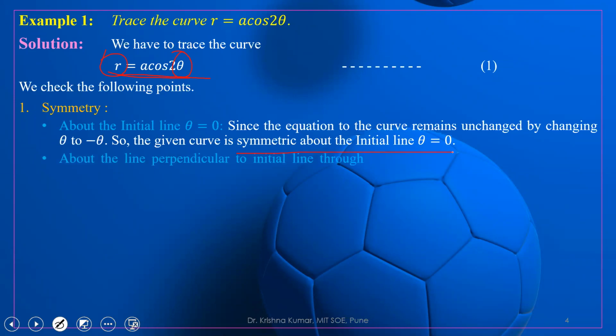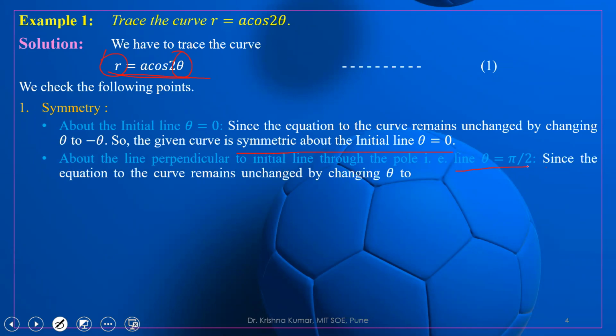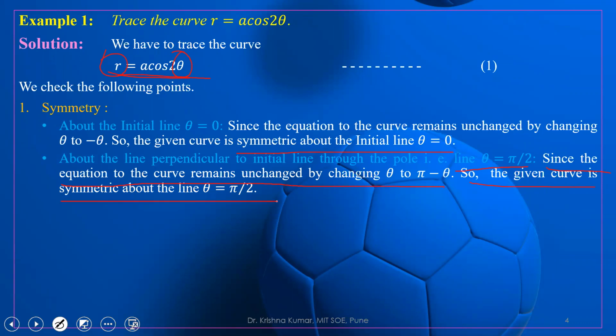Similarly, about the line perpendicular to the initial line through the pole, that is the line theta equal to pi by 2, since the equation of the curve remains unchanged by changing theta to pi minus theta, the given curve is symmetric about the line theta equal to pi by 2. So we can say that this curve is symmetric about both axes, this axis and this axis. So we have to trace only the first quadrant, and we are able to trace the whole curve.